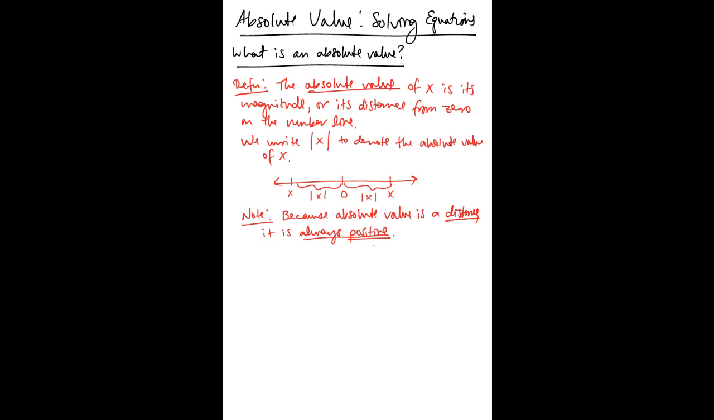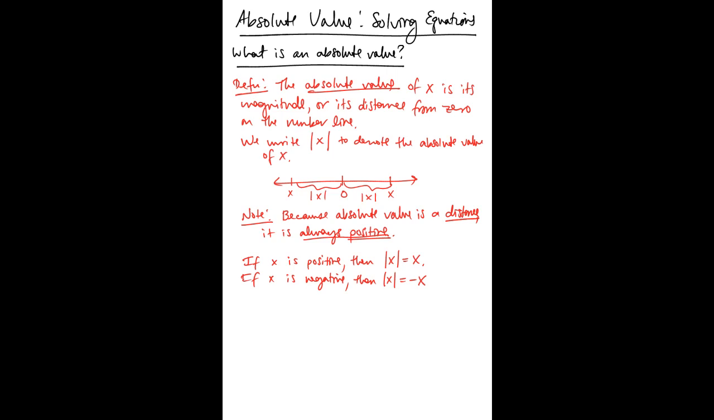And so in particular, we'll notice that if x is positive, then the absolute value of x is just x. And we notice if x is negative, then the absolute value of x has to be negative x, because the negative of a negative would be positive.